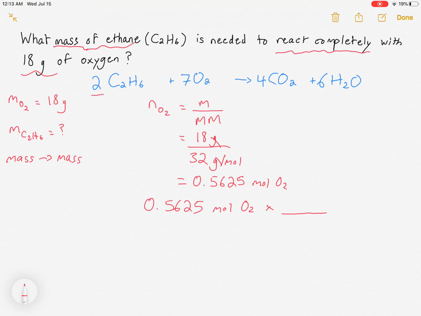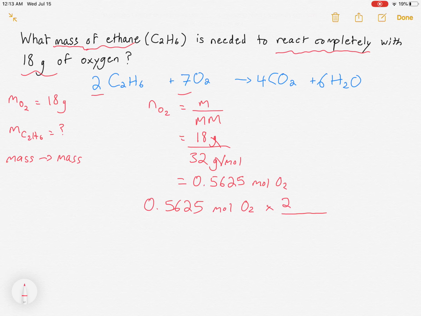So I'm always going to go back and look to my coefficients. I see a 2 and a 7. And what this means in this reaction equation is that for every 2 moles of ethane, you need 7 moles of oxygen to react completely and have a complete combustion reaction. For every 2 moles of ethane, you need 7 moles of oxygen. That's the molar ratio.